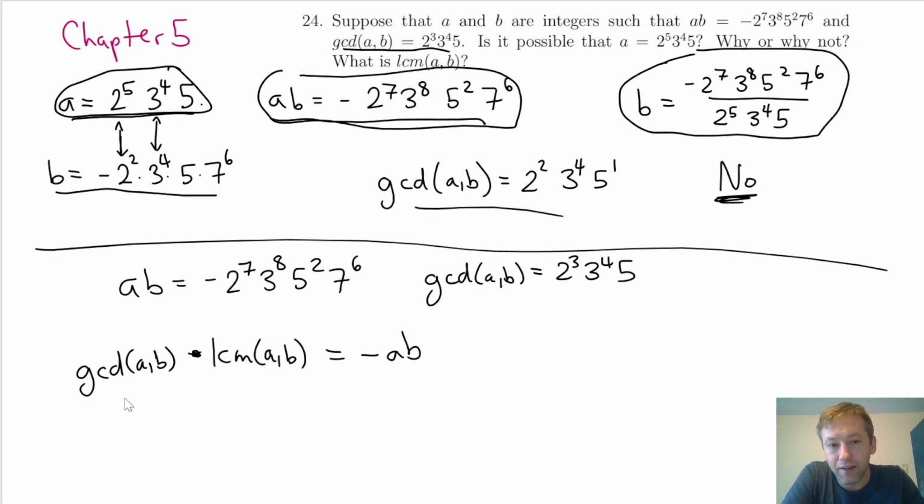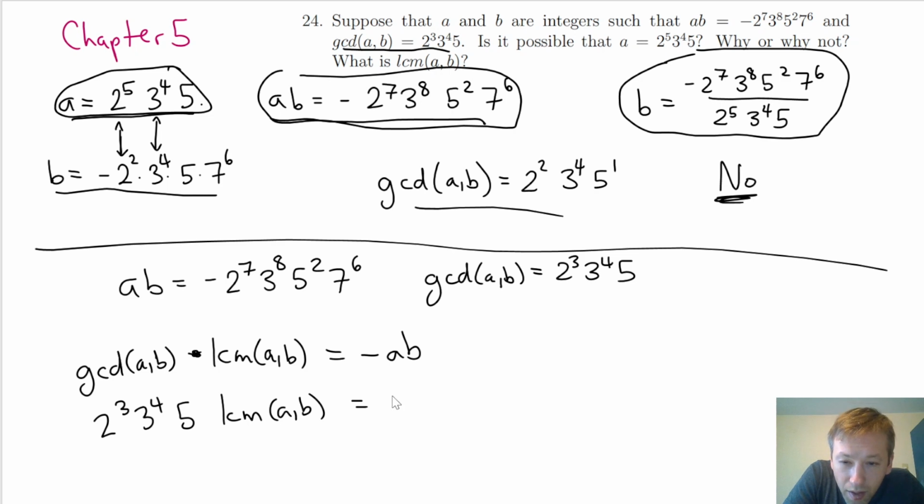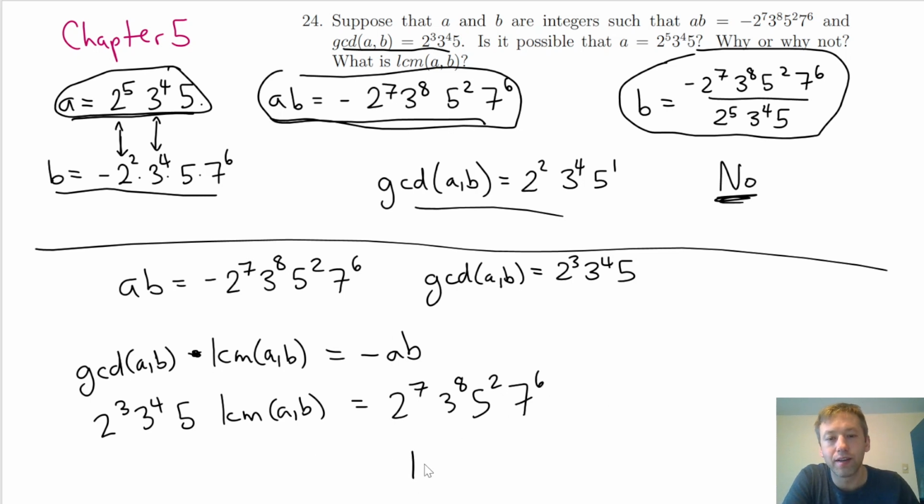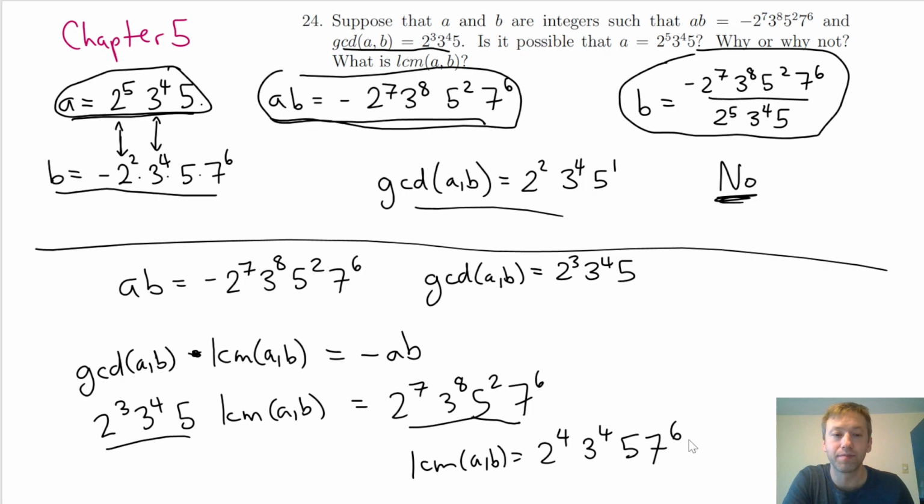So if we just plug in, so 2 cubed, 3 to the 4 times 5, LCM of AB equals 2 to the 7, 3 to the 8, 5 squared, 7 to the 6, cancel stuff out, and then we get LCM of AB is 2 to the 4, 3 to the 4, 5, 7 to the 6. Okay, that's just by dividing this over to the other side and canceling out the exponents. Okay, so that's how you do that one.